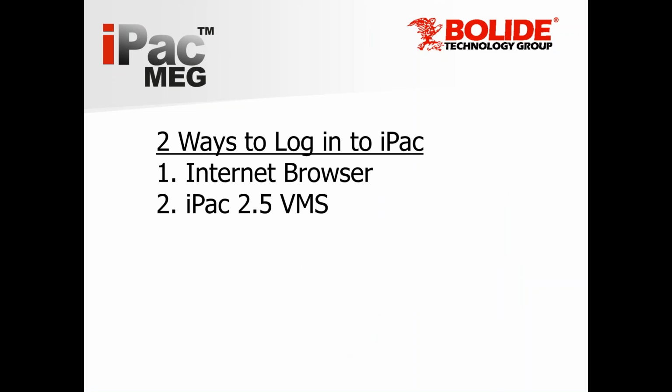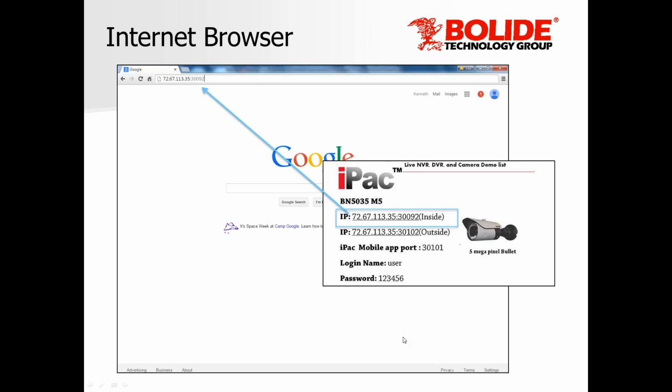So how do you access your camera settings to enable and choose the stream that you want to show? So there's 2 ways to log into your iPac camera. One is through your internet browser. Number 2 is if you're using our VMS iPac 2.5, let me show you how to get to your camera. So first is through internet browser. So you enter your camera's IP address, and it will take you straight to the camera. By the way, this is a live working online demo, so feel free to save this IP address and log on whenever you feel like.